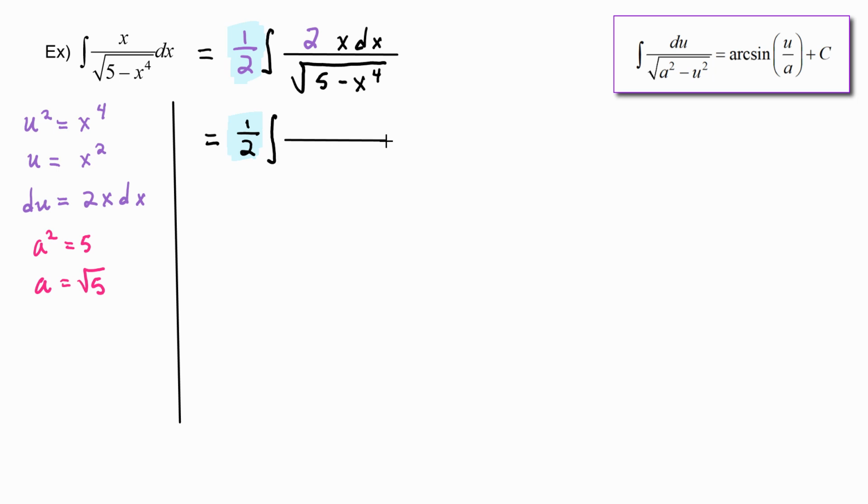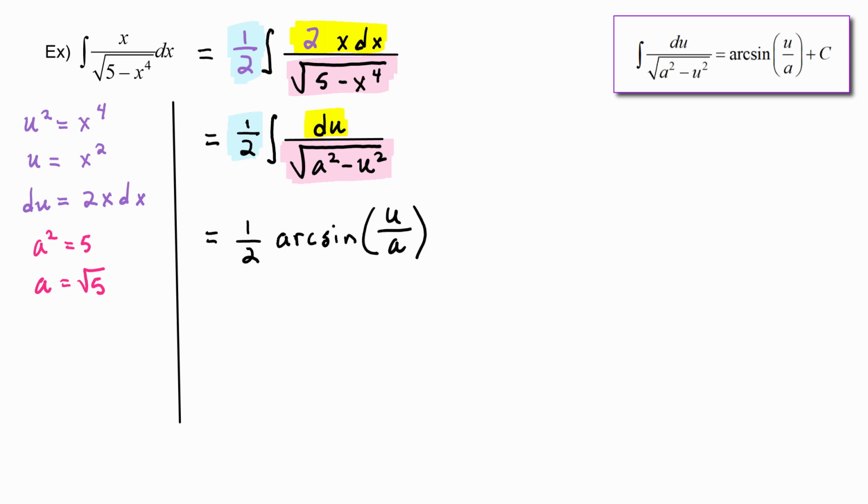Integral. The numerator can be substituted with du, and in the denominator we have the square root of a squared minus u squared. So now let's bring down that constant of 1/2. And then for the arcsine formula, we see that there's no 1 over a out front. It's the only one that doesn't have the 1 over a. So we will get arcsine of u over a plus a constant.